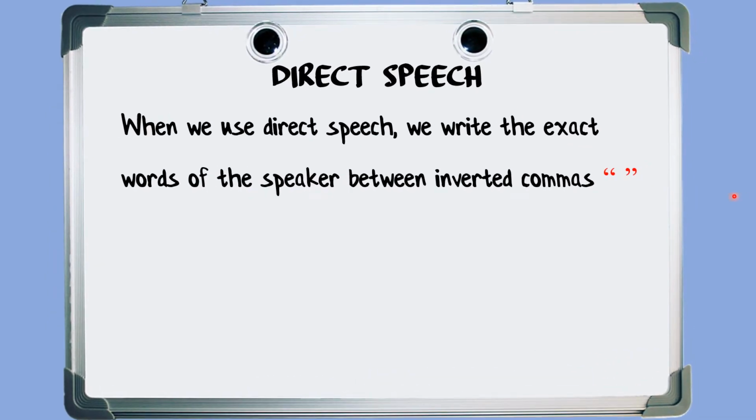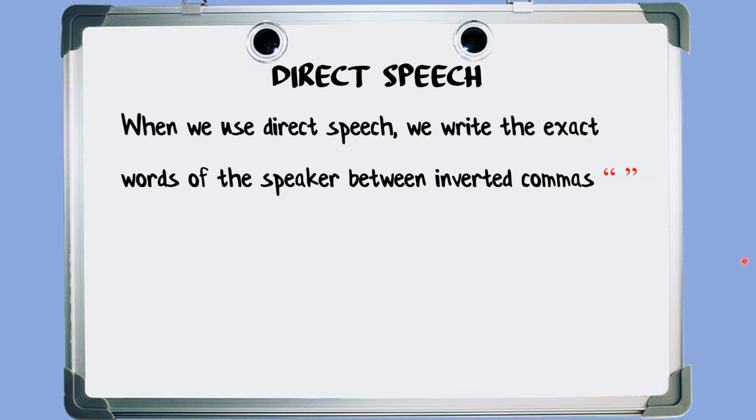Quote or direct speech is when we write the exact words of the speaker between inverted commas. So if I say something to you, you are going to write down exactly the words that I used. You're not going to change anything about them. You're not going to modify them. That is direct speech.